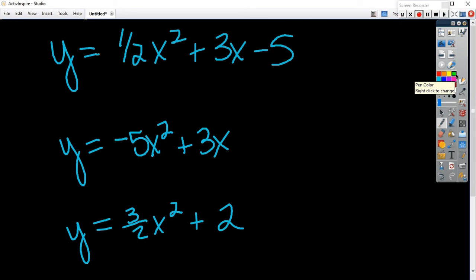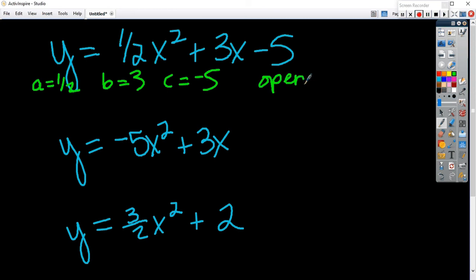What is A? 1/2. What is B? 3. What is C? Does this graph open up or open down? Why? It's positive, so it definitely opens up. If you had to classify it as skinny, wide, or average, which would you do? Wide. Average. I hear both. What are we looking at to determine? A. One is average. So below makes it wider. So would you classify it as skinny, wide, or average? Wide.